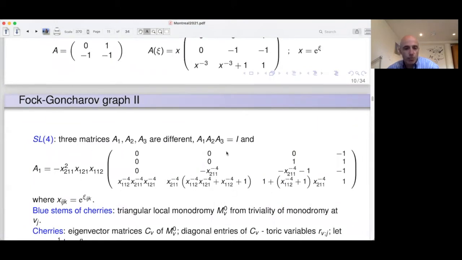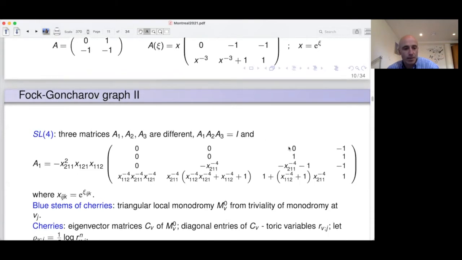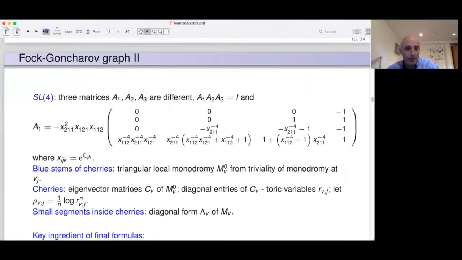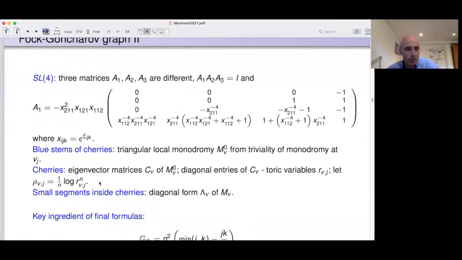And then each face has 3 variables associated, 3 Fock-Goncharov variables in SL4. So in SL2, there are no face variables. In SL3, there is 1 face variable for each face. And in SL4, there are 3. And then there is the description of other monodromies on this graph, right? On cherries, you have the eigenvector matrices. Then on the stems, the matrices are triangular local monodromies.